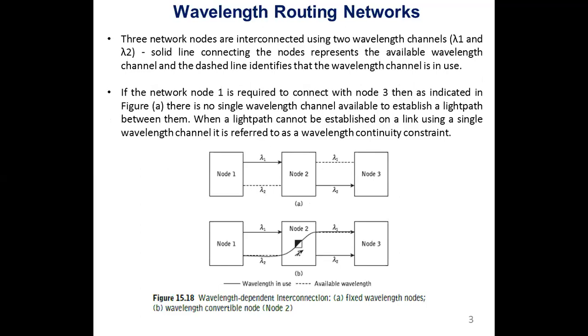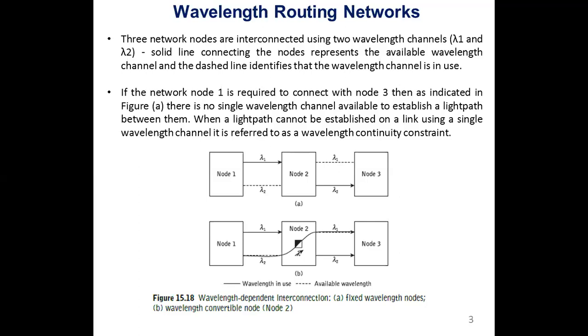So the three nodes, as I just told you, are interconnected using two wavelength channels, lambda 1 and lambda 2. So that is the advantage that we get from the wavelength routing networks, that the nodes can be more, but the wavelengths to be used are lesser. So the solid line is connecting the nodes and it represents the available wavelength channel. And the dashed line will identify the channel which is in use.